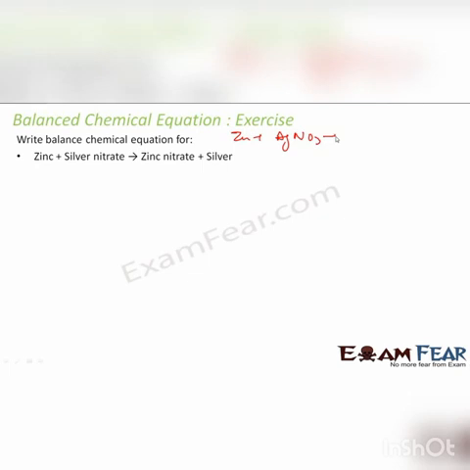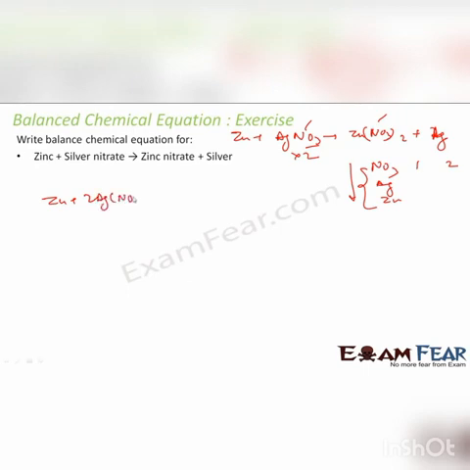Zinc plus silver nitrate gives you zinc nitrate plus silver. So if you see, there is an NO3 part here. So first we'll take NO3. Then metals we have zinc and silver. This is the order of my priority. We'll check first. This guy has 1 nitrate. This guy has 2 nitrates. We'll multiply this guy with 2, right? So what you get is zinc plus 2 AgNO3 gives Zn(NO3)2 plus silver.